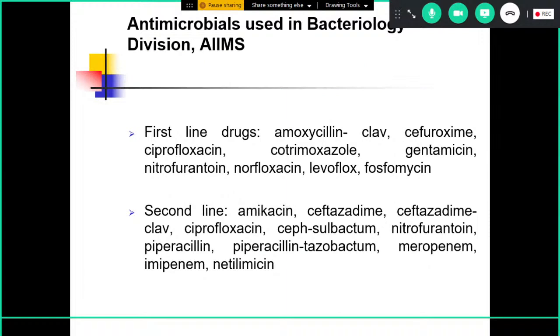So once you have the growth, then we put up antibiotic sensitivity. I have already told you about primary sensitivity. The antibiotics used would be similar, and when there is growth, there are first line drugs: fluoroquinolones, cotrimoxazole, fosfomycin and cephalosporins are put at first line, and the second line is largely the injectable drugs.